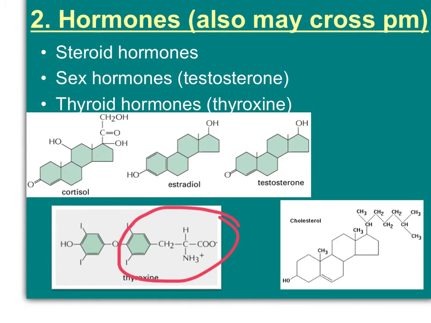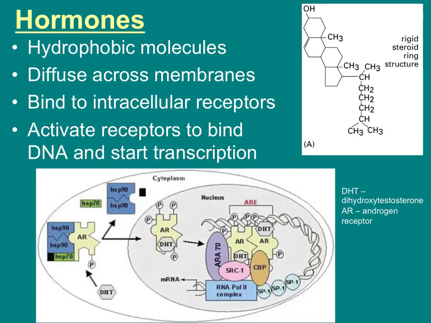Tyrosine. Exactly. So it's made from tyrosine. So that's a good thing. Okay, hormones. So remember what we're doing. We're talking about the extracellular signals. The first one was nitric oxide. We're talking about a gas and how a gas signals. Now we're talking about hormones and how hormones signal.